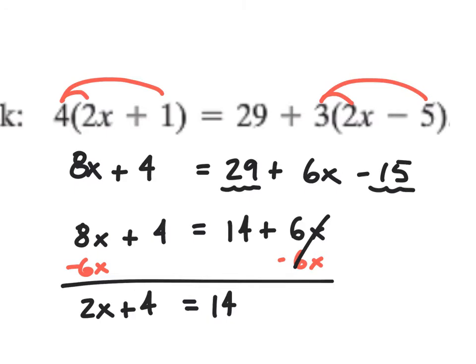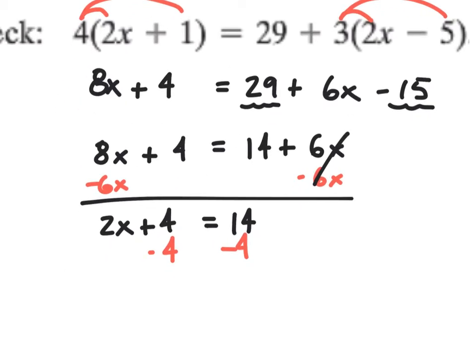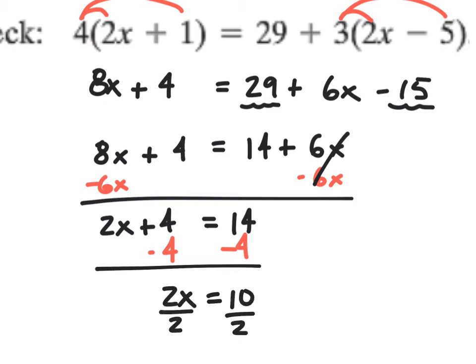All right, at this point, we're back to the same problem we had in the previous example, where now I'm just going to subtract 4 from both sides. And that's going to give me that 2x is equal to 10. Then I divide by 2, divide by 2. The 2's divide out, so then x is equal to 10 divided by 2, which is 5.